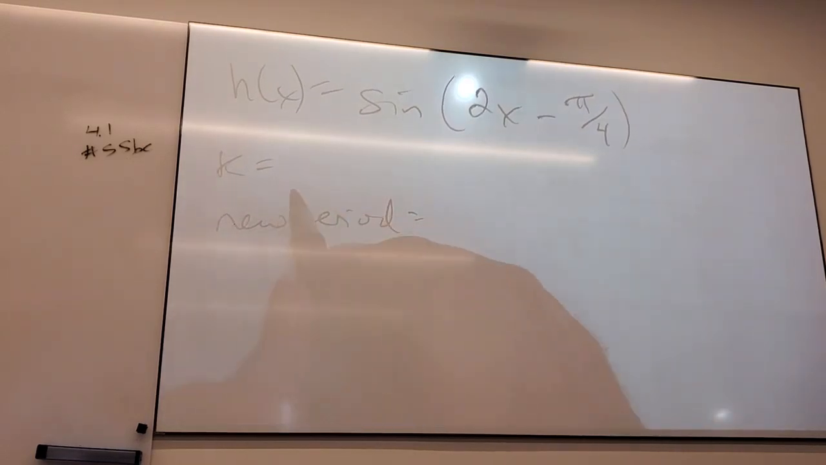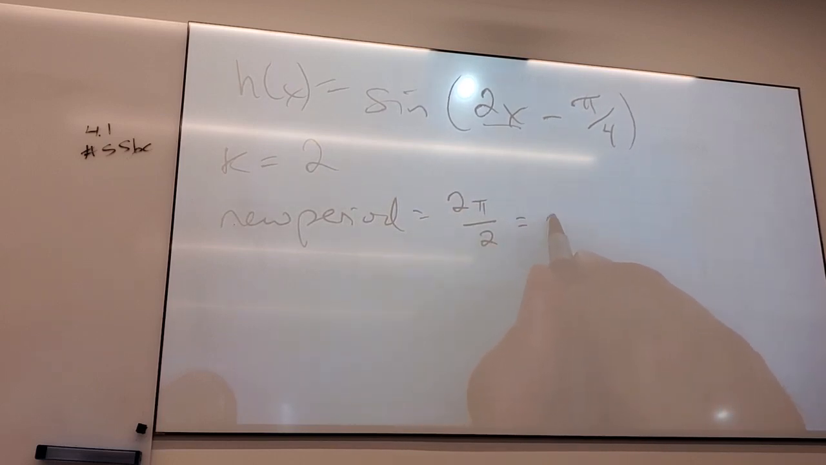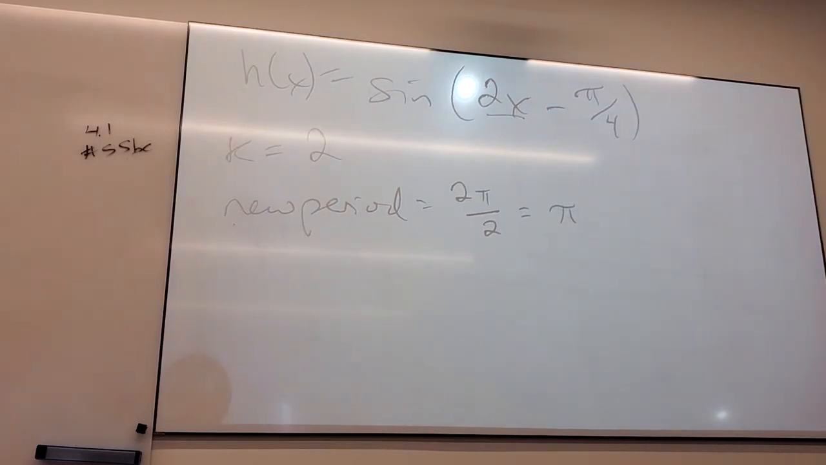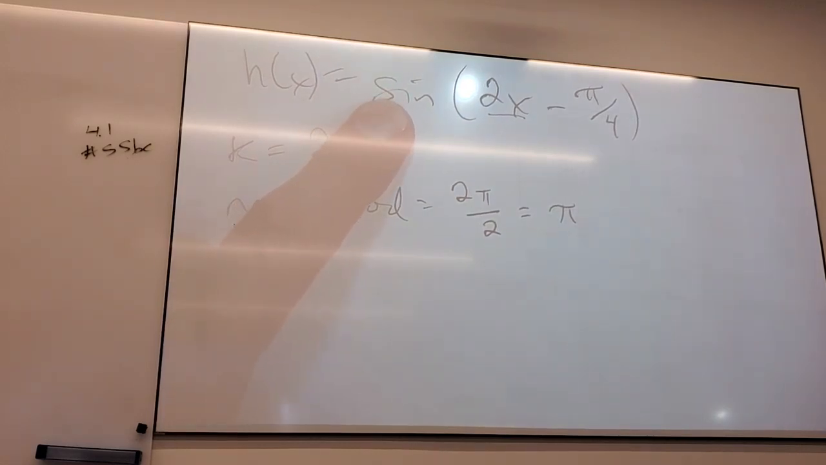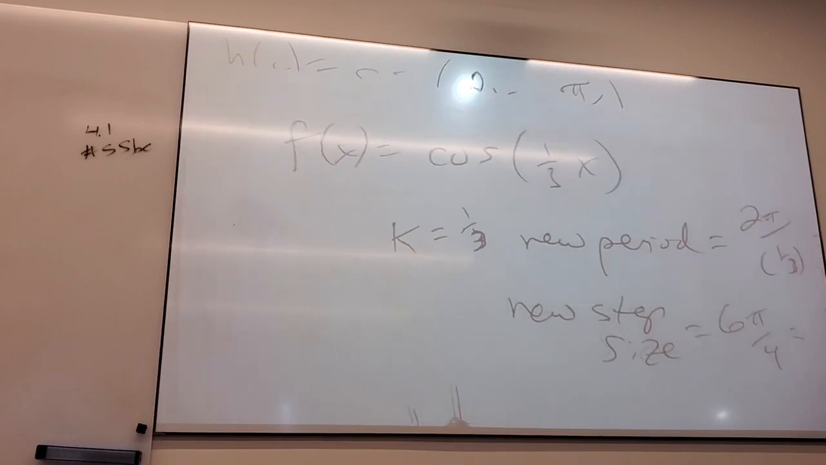All right. What's K? 2. K is simply whatever is multiplying the x. That's all it is. So what's the new period going to be? 4? Careful. It's the old period divided by K. Just pi. It is always the original period of the function I'm looking at divided by K. And again, that's exactly what we did here, yes?